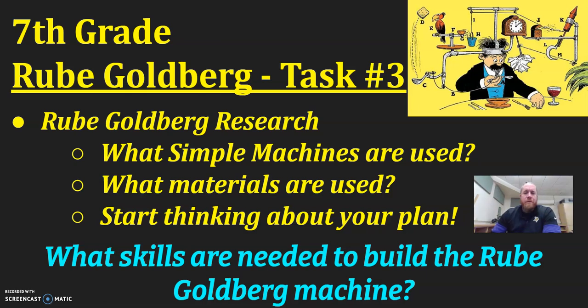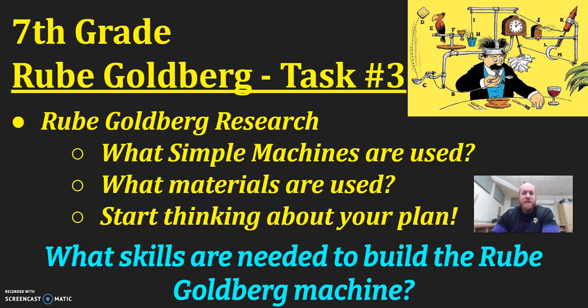For our Rube Goldberg task number 3, we're going to do a little bit of research. We're going to research who Rube Goldberg was as a person. We're also going to research some existing devices. What are some of these crazy inventions that people have come up with? Complicated machines to perform a simple task.